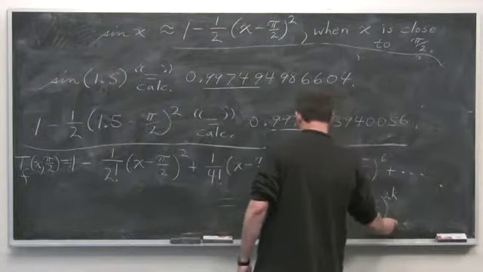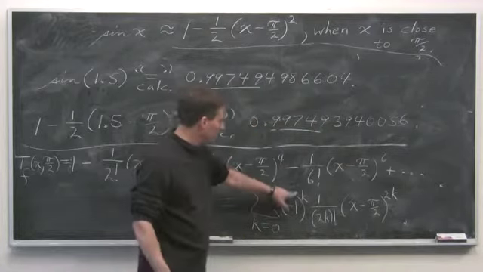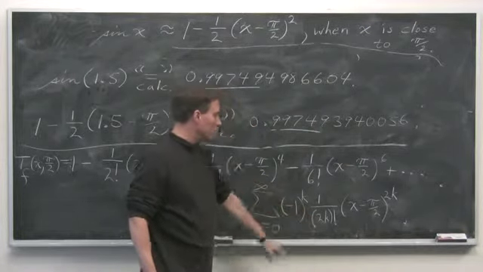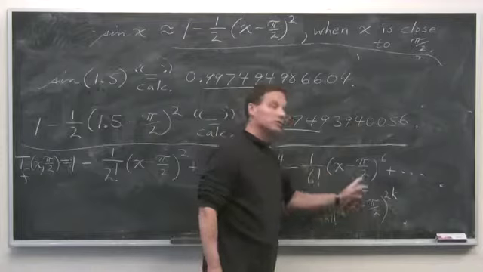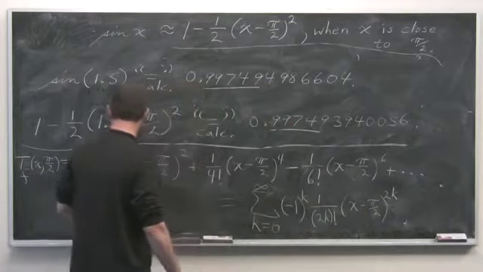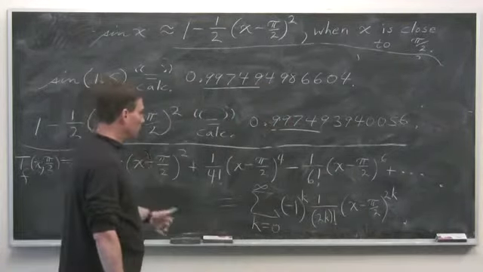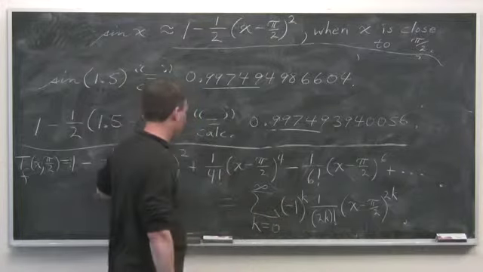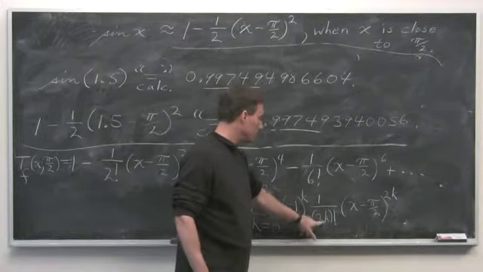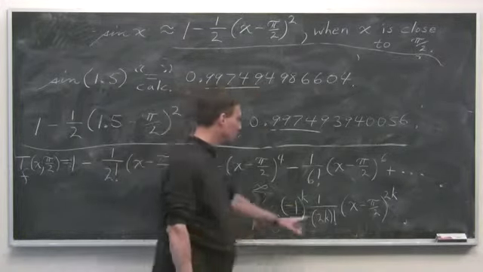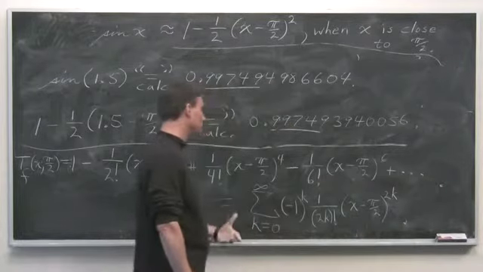And this is what we want. When k is 0, you get 1. 0 factorial is 1. This thing to the 0, it's our convention that that's 1. So when k is 0, we get 1. When k is 1, you get a minus sign. You get 1 over 2 factorial. Perfect. And you get x minus pi over 2 to the 2.